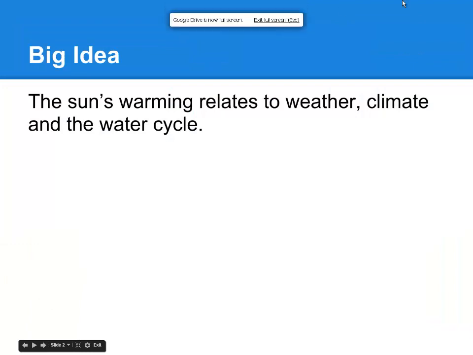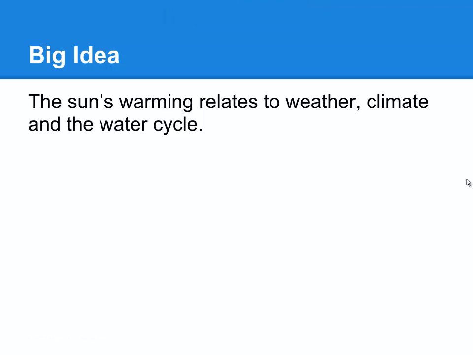And there we go. Our big idea is that the sun's warming relates to weather, climate, and the water cycle. We've talked about weather and climate in previous lessons, or we'll talk about them. In this one we're going to focus on the water cycle and how energy from the sun drives that and is the force that keeps it moving.